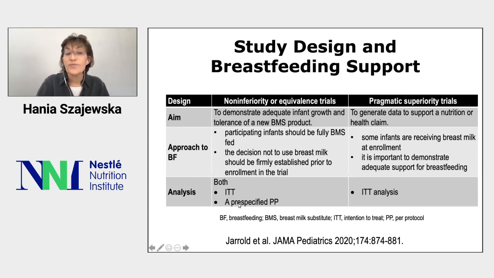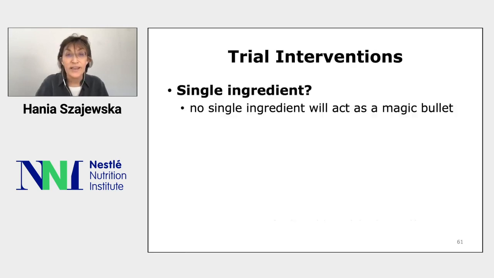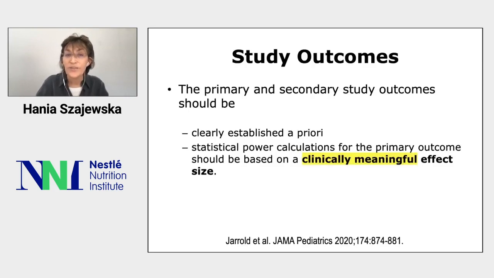Both intention-to-treat and pre-specified per-protocol analysis are needed. There are also pragmatic superiority trials to generate data to support a nutrition or health claim. Some infants are receiving breast milk at enrollment, but it's important to demonstrate adequate support for breastfeeding, and ITT analysis is needed. Another part of the document is on trial intervention, but I will just add one additional issue here. Ingredients, I already mentioned it. No single ingredient will act as a magic bullet. So usually it's a combination of various ingredients, which makes it, of course, difficult to identify which of those is responsible. If it's a mixture of many, which one of them is responsible for the positive effect?